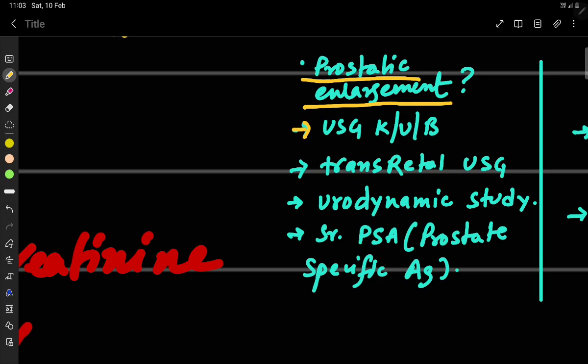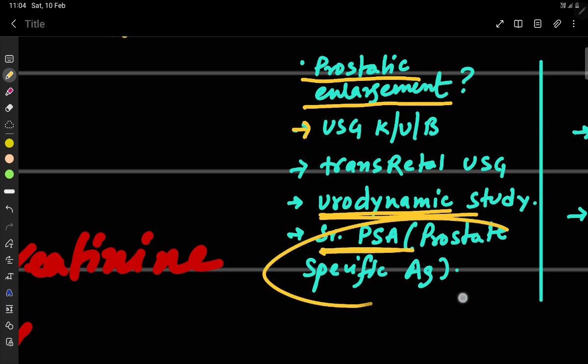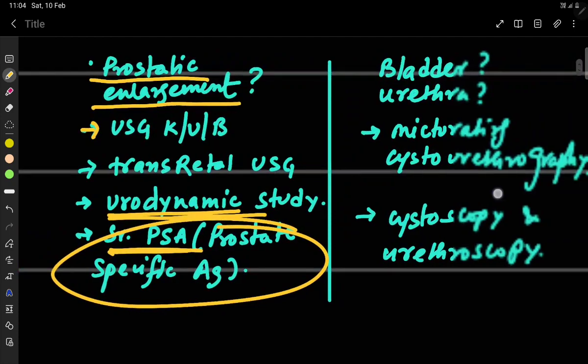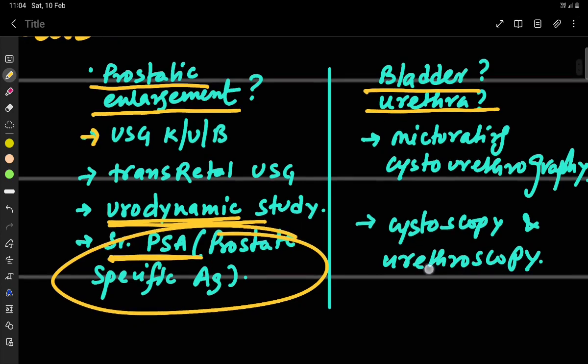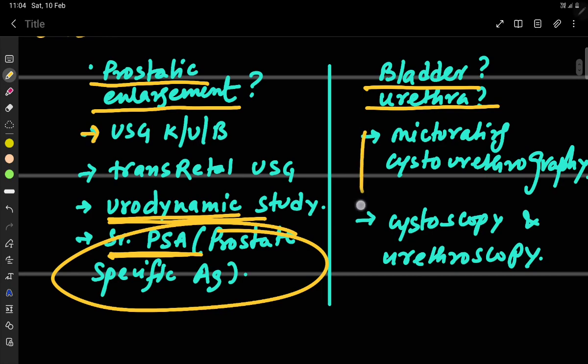Transrectal USG may be done. Urodynamic study may be done, especially to detect the post-void residue of urine. Next is the serum PSA, that is prostate specific antigen. This is the biochemical test. And to evaluate any bladder or urethral cause, you have to do micturating cystourethography and cystoscopy or urethroscopy.